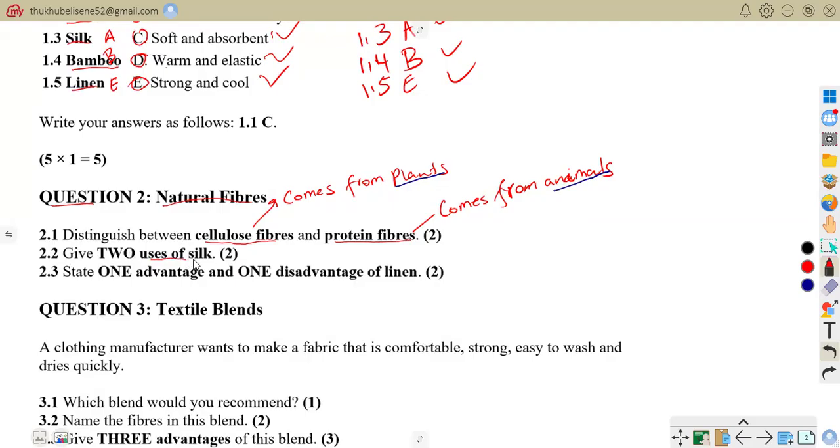Now let us get to the next question. Give 2 uses of silk. Uses of silk: silk can be used in dresses.